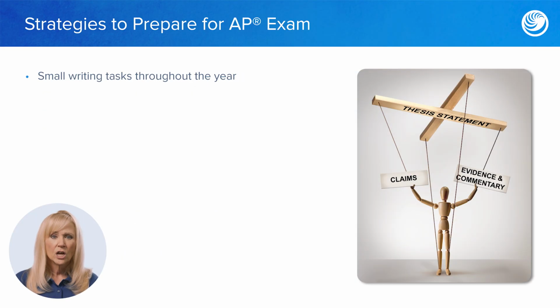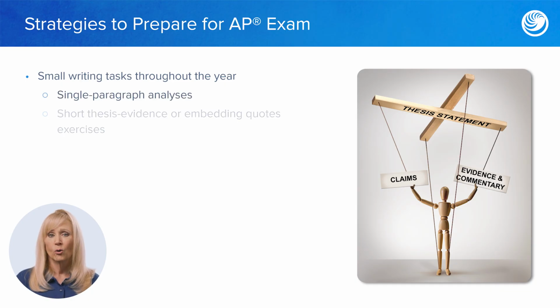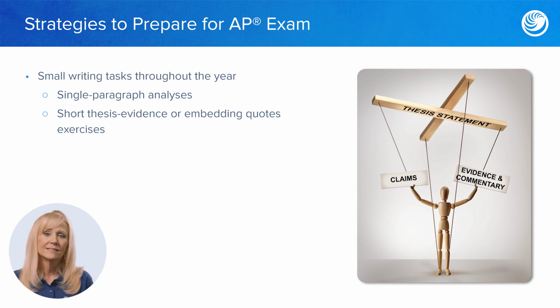Number 3, assign small writing tasks. In an AP Lit class, you don't always need to assign full-length essays to help students grow as writers. In fact, smaller, focused writing tasks, like single-paragraph analyses or short thesis and evidence exercises, can be more effective. They give students a chance to practice key skills without the pressure of a full essay, which helps build their confidence. These kinds of assignments are also quicker to grade, making it easier for teachers to give timely feedback. Over time, these shorter responses add up and prepare students for the longer essays later in the year.